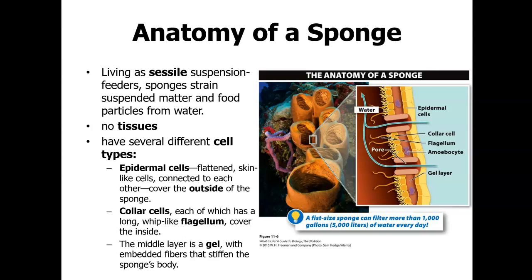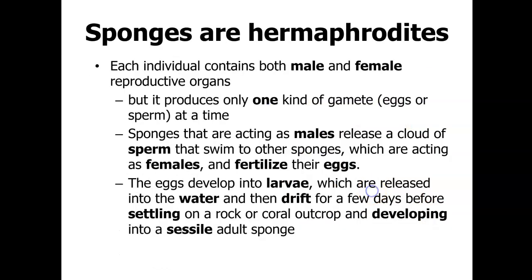The epidermal cells, which are going to be those outer flattened cells that cover the outside. We have those collar cells, which have the flagellum that cover the inside. Remember, that's going to help push the water up so it comes out of the top hole. And then the middle layer is going to be kind of like a gel layer with embedded fibers that stiffen the sponge's body. So you see the gel.